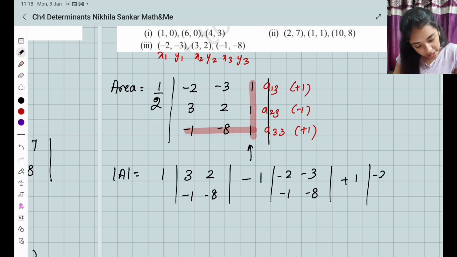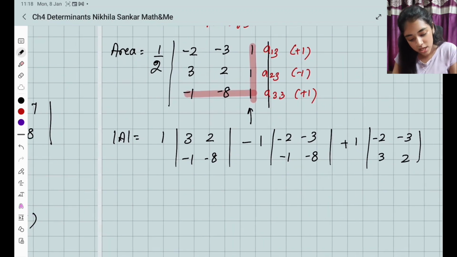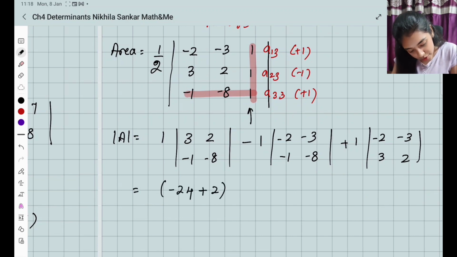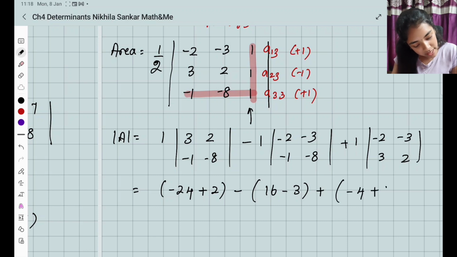So this is going to be minus 2, minus 3, 3, 2. Determinants எப்படி எடுக்கணும்னு புரிஞ்சிருச்சுனா everything else is easy. Okay, so 1 times I have 8 3s are minus 24, minus of minus 2. So plus 2, minus 8 2s are 16, minus 3 1s are 3, plus 1 times minus 4, minus of minus 9. So plus 9.